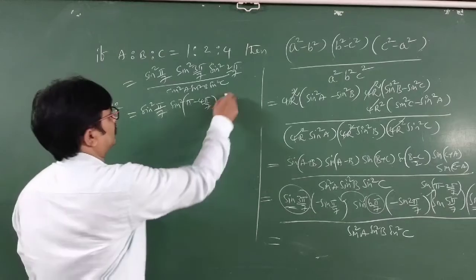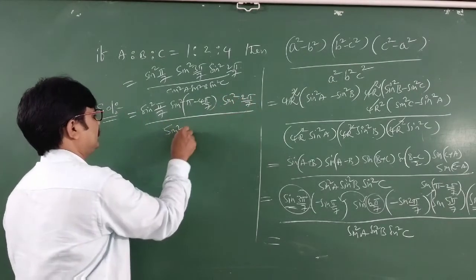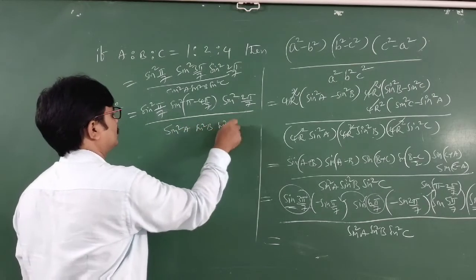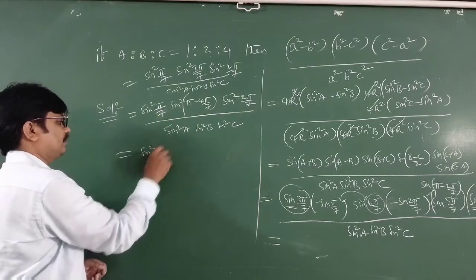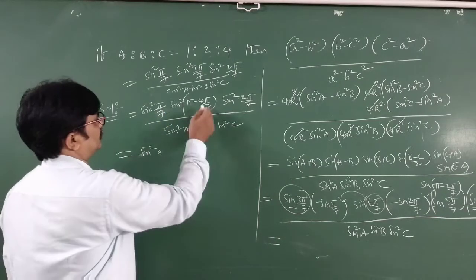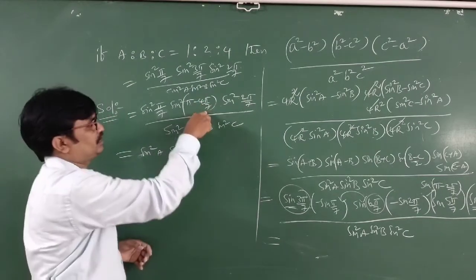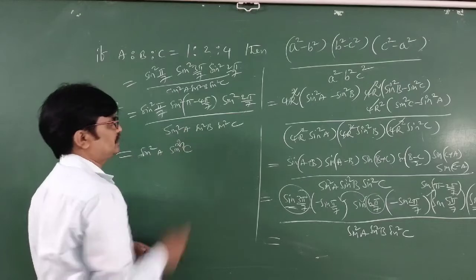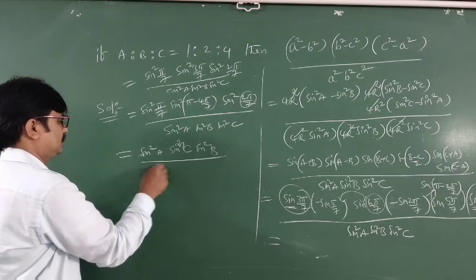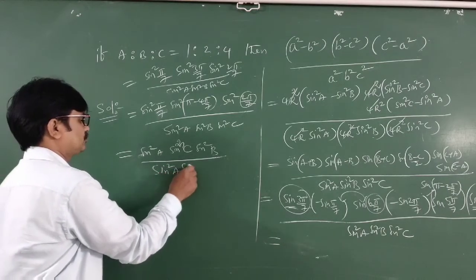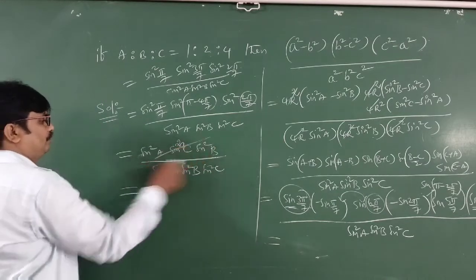We can write it as: the last one is sine square 2 pi by 7, upon sine square A, sine square B, sine square C. The sine square of pi by 7 is the A. After that students, sine of 180 minus theta is sine theta, sine 4 pi by 7 lies in the second quadrant. This sine 4 pi by 7 is the C. Now sine square 2 pi by 7 is the B. So students, the denominator is also there, sine square A, sine square B, sine square C. This is the value 1.